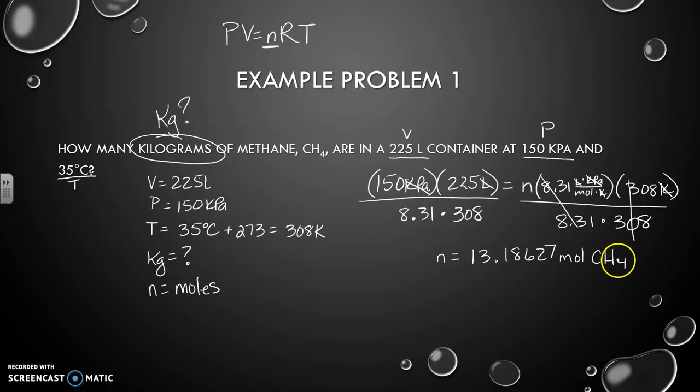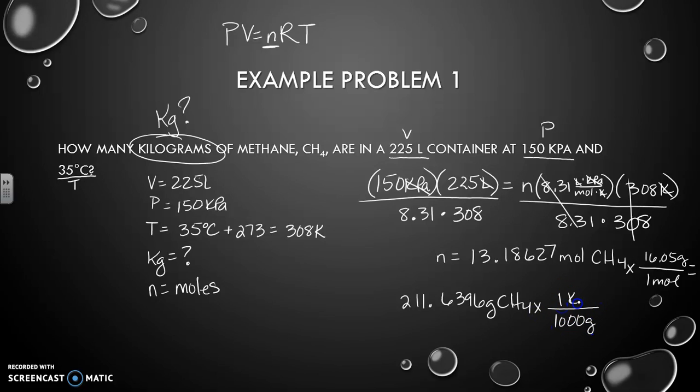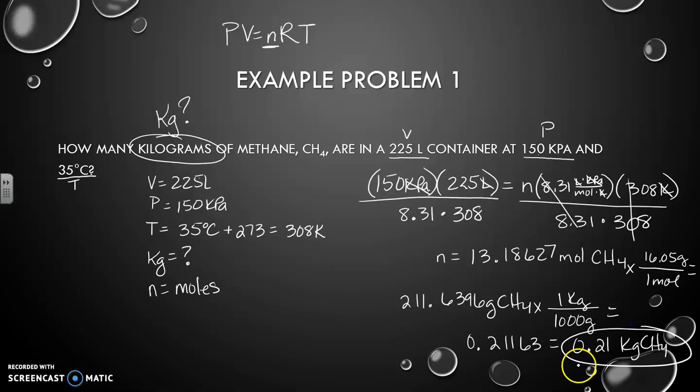But we need grams of methane. So we've got to multiply by 1 mole on bottom, and on top we need 16.05 grams of methane. The calculator gives us 211.6396 grams of methane. But we don't want grams, we want kilograms, right? There's 1,000 grams in 1 kilogram, and so it gives us 0.21163, but we only want how many significant figures? There's 3 here, there's 2 there, so we want 2 significant figures: 0.21 kilograms of methane, and there's our answer.